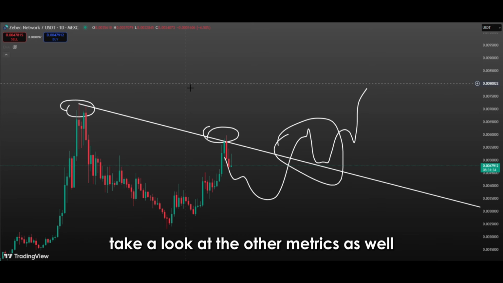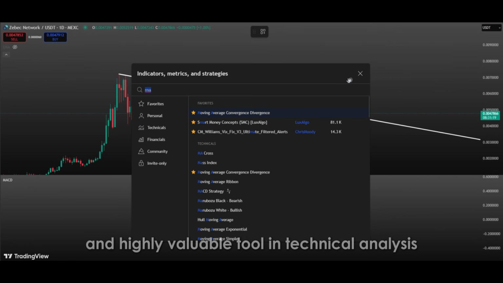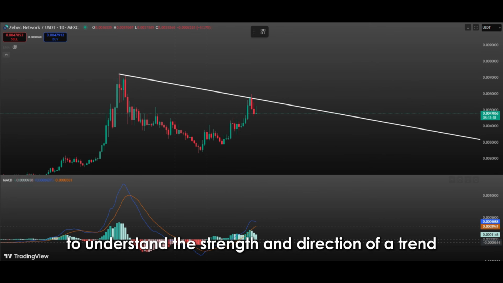Let's take a look at the other metrics as well. Stay tuned. The MACD indicator is a widely used and highly valuable tool in technical analysis, preferred by investors to understand the strength and direction of a trend.